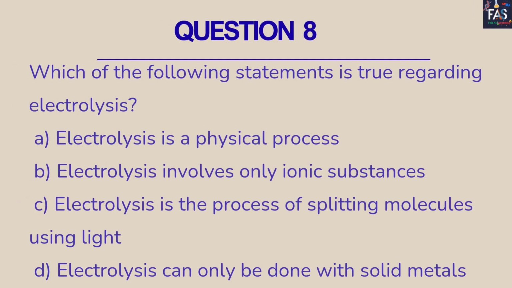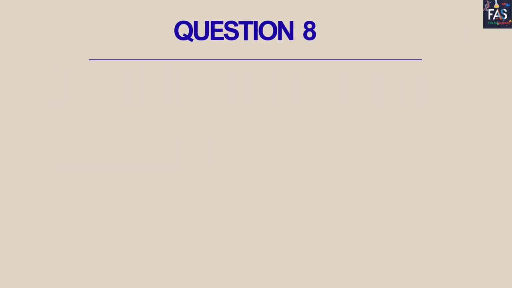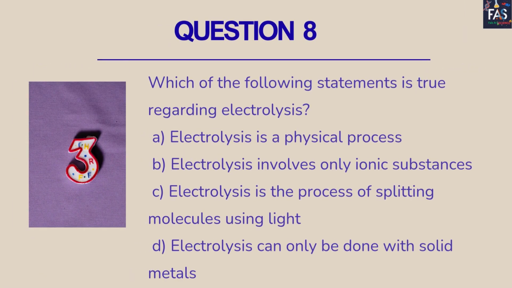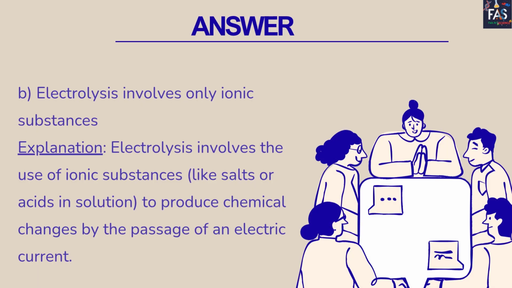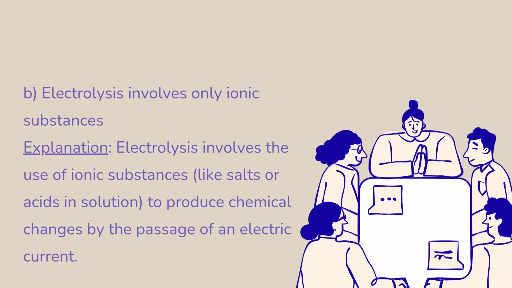Question 8. Which of the following statements is true regarding electrolysis? A. Electrolysis is a physical process. B. Electrolysis involves only ionic substances. C. Electrolysis is the process of splitting molecules using light. D. Electrolysis can only be done with solid metals. Answer B. Electrolysis involves only ionic substances. Electrolysis involves the use of ionic substances, like salts or acids in solution, to produce chemical changes by the passage of an electric current.